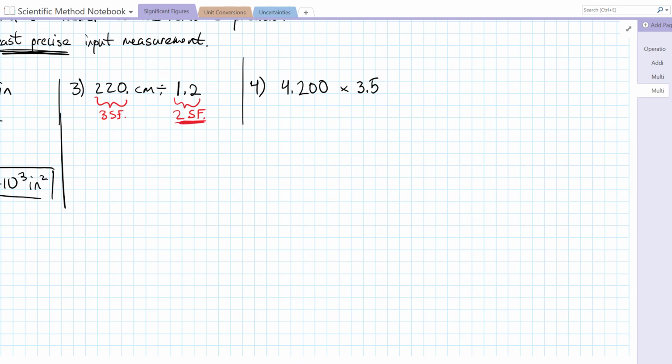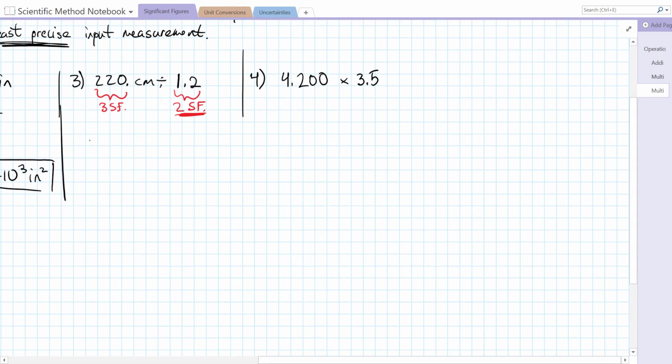When we do the math, 220 divided by 1.2, that gives us 183, and our units are just centimeters. When we round that to 2 sig figs, that's going to be the tens place, because the second significant digit is the tens. So our answer is going to be 180 centimeters, or that's equal to 1.8 times 10 to the 2 centimeters.